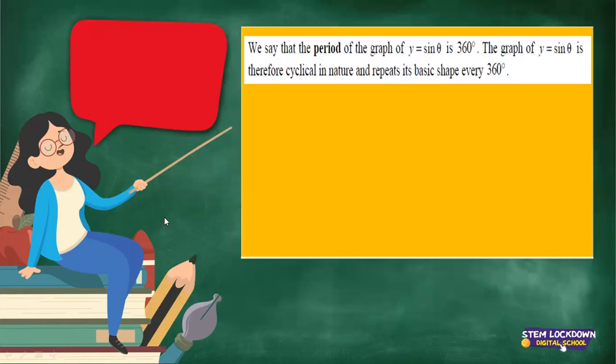Now, let's see. So now we're saying the period of this graph is 360. So the period of the graph is 360. What do you mean by that? That means for the graph to go through a complete cycle, it needs 360. So the graph of y equals sine theta is cyclical in nature and repeats itself every 360. Basically, the period of the sine graph is 360.